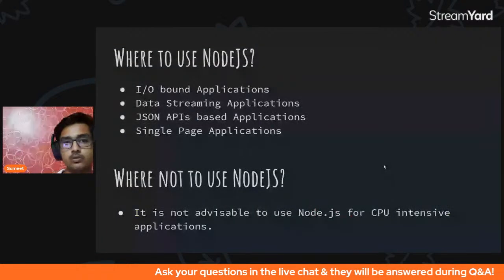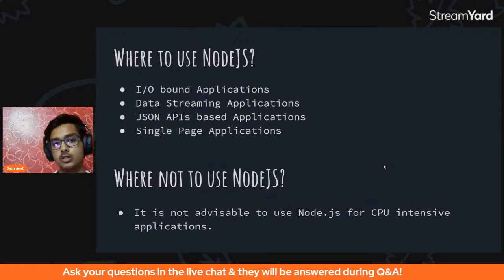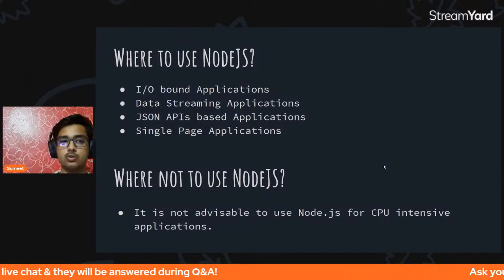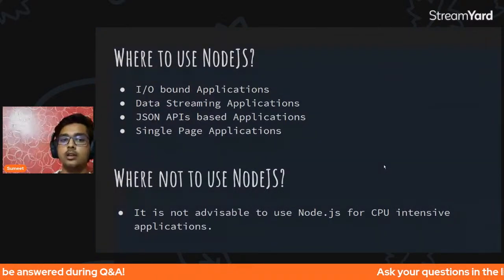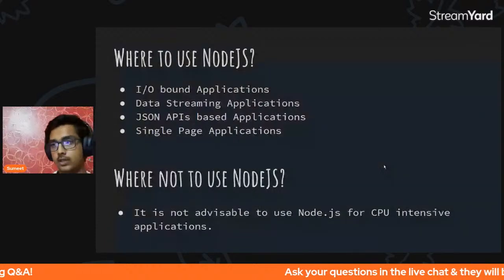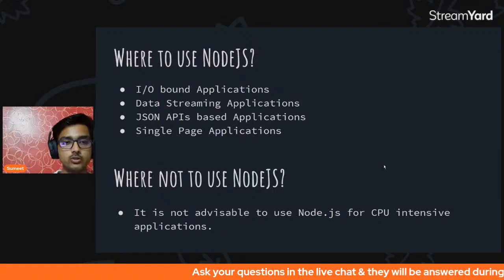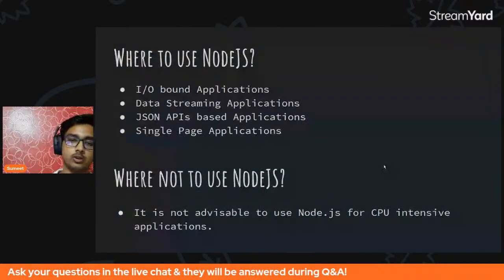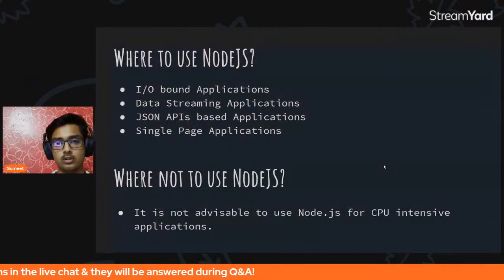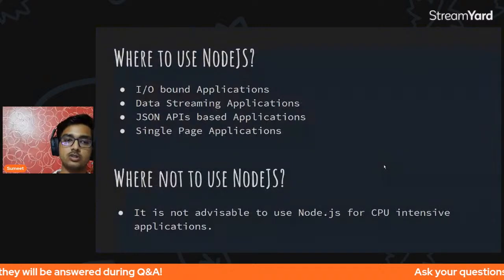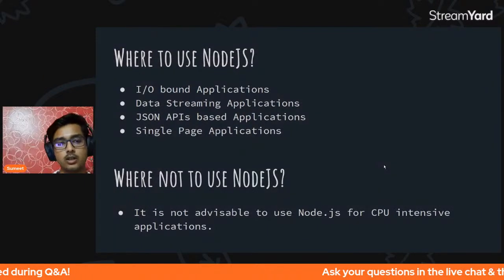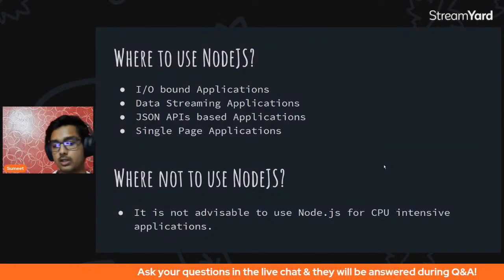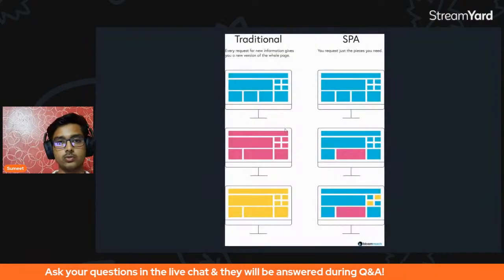Okay, now let's see where to use Node.js. We can use Node.js in input-output bound applications, IO bound applications. We can also use Node.js in data streaming applications like Netflix. We can also use it in JSON API-based applications like the weather web app which we are going to build today, in which the data is fetched in a JSON format, which is a JavaScript object. We can also use it in a single page application. So what is a single page application? Let me show you in the next slide.